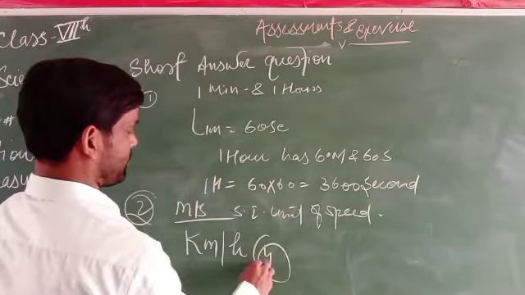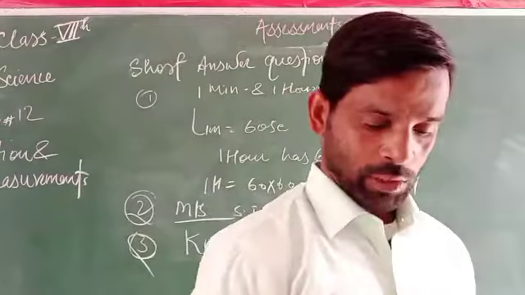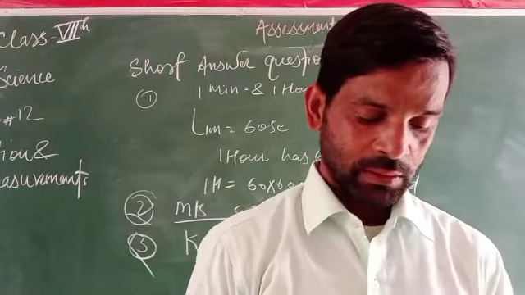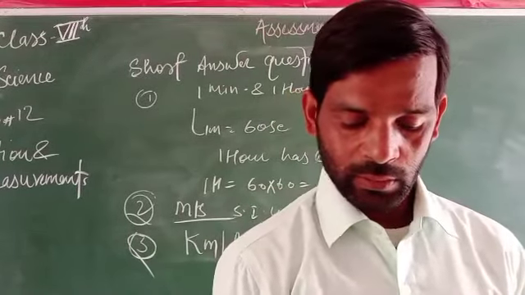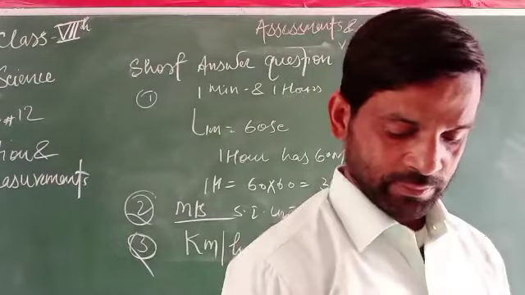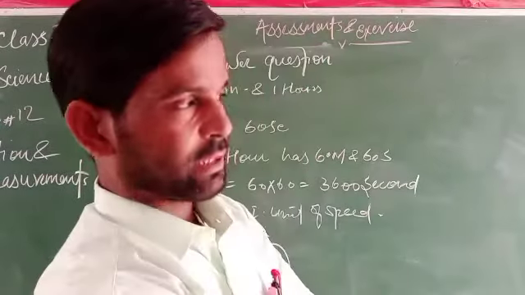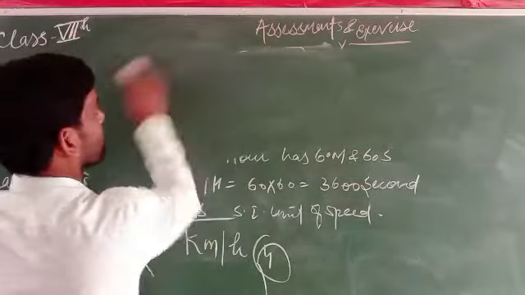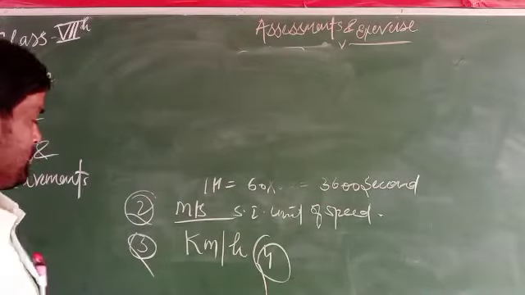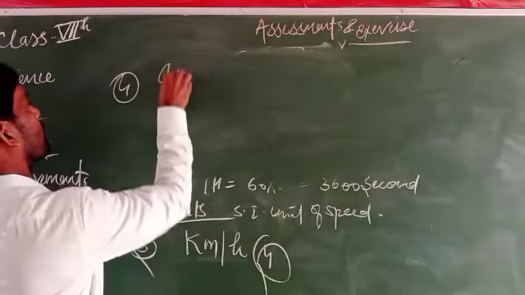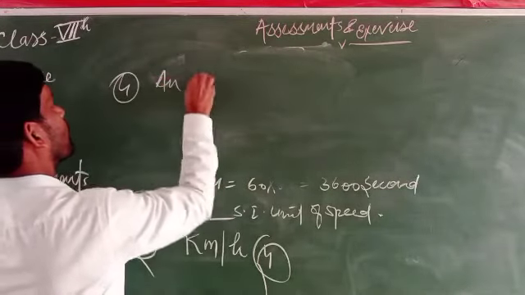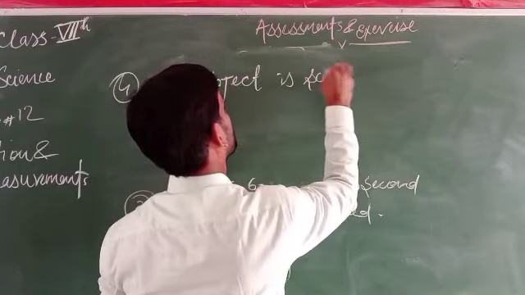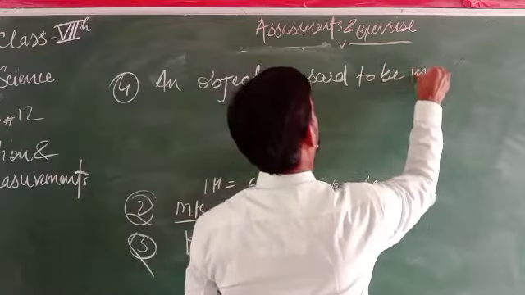Question number 4. What do you mean by the terms rest and motion? Rest and motion may be defined as follows. Answer number 4: an object is said to be in motion.